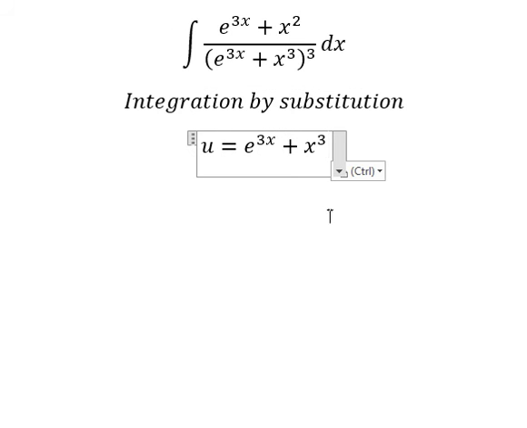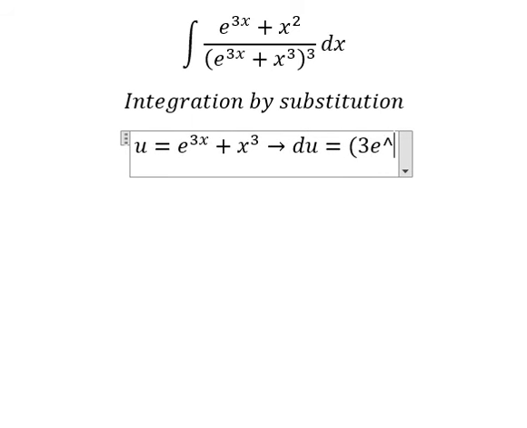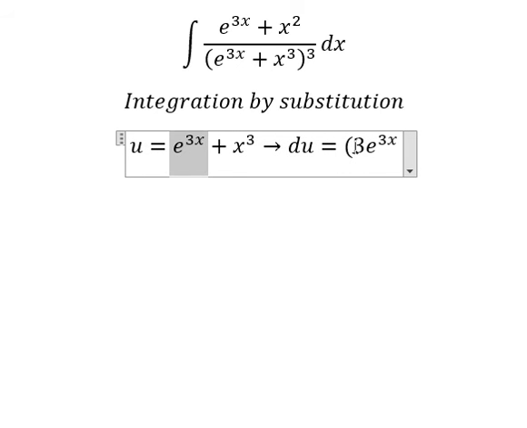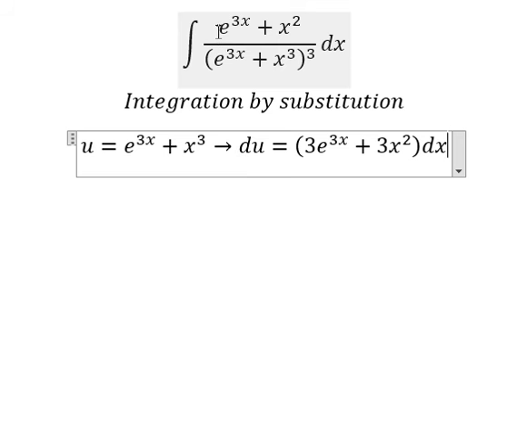So if we take the first derivative of both sides, we will have 3e to the power of 3x, because this is the first derivative of this one. The first derivative of x to the power of 3 gives 3x squared dx. Because we don't have the number 3 here, we divide both sides by 3.